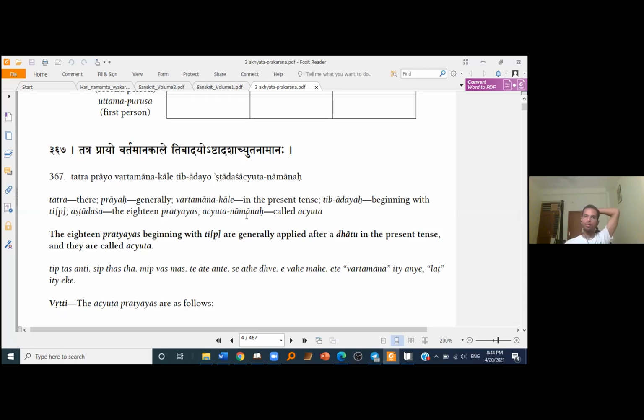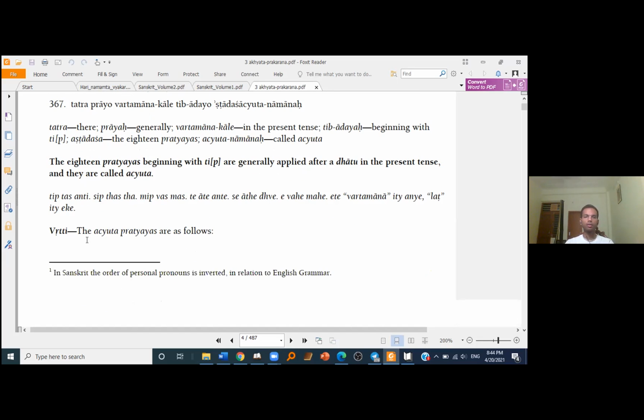Tatra prayo vartamana kale tibadayo ष्टादशाच्युतनामानः. The 18 pratyas beginning with tip are generally applied after a dhatu in the present tense, Vartamana Kale, and they are called Achyutas. Okay. The Achyuta pratyas are as follows.